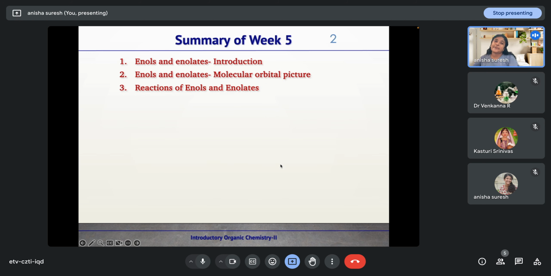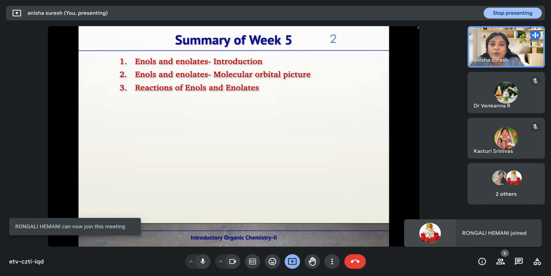So coming to the summary of week 5 module, in this week, sir has discussed enols and enolates, followed by the molecular orbital picture of enols and enolates, and then reactions of enols and enolates.